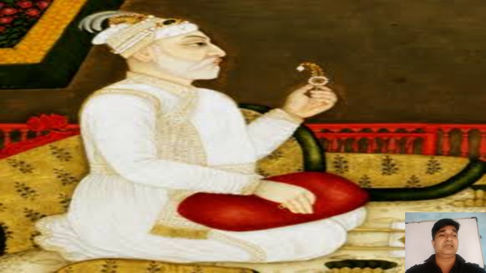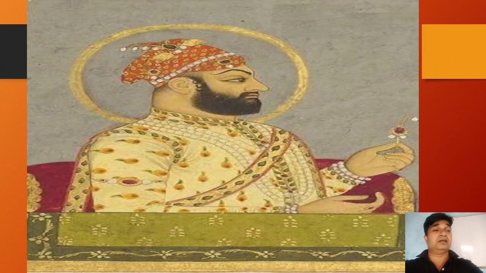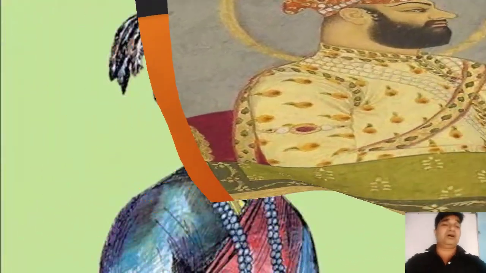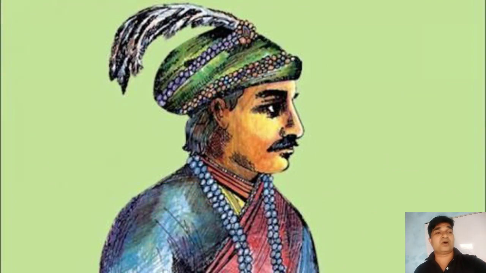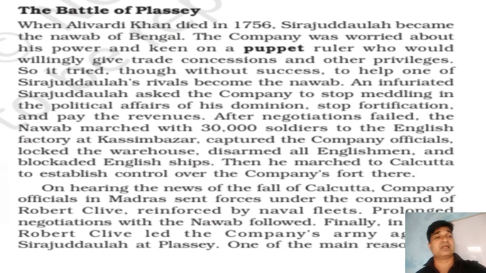Now see some of the Nawabs of Bengal. On your screen you can see Alivardi Khan, one of the Nawabs of Bengal. Another one you can see is Murshid Quli Khan. He was also ruling Bengal. The third one, the important one, Sirajud-Dowla, who fought with the Britishers. He was also ruling Bengal. Now how did the problem start between Sirajud-Dowla and the Britishers?